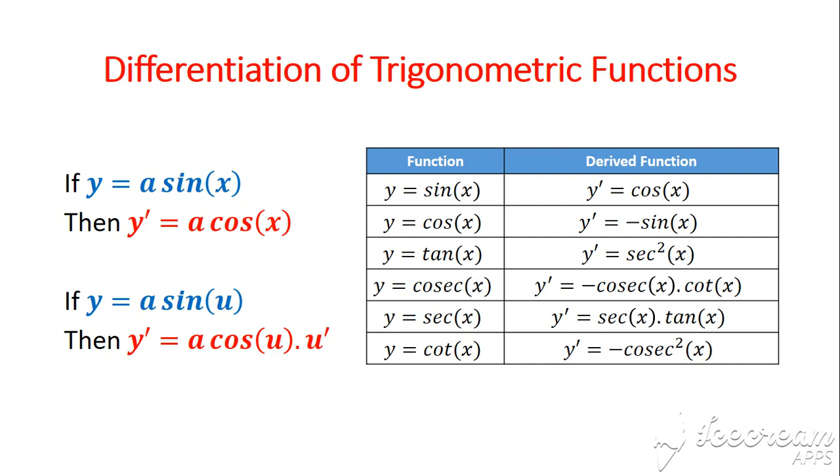If, however, the function y is equal to a number a times the sine and inside the brackets there's another function u, this is a composite function. There's a function inside the sine function. So then y dash will become a times cosine of u, but then we must times it by u dash, which is the inside function derived. It's an important part here. This composite idea will make up a big part of these trig functions.